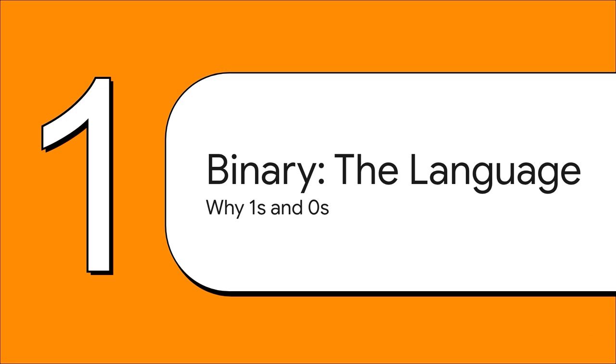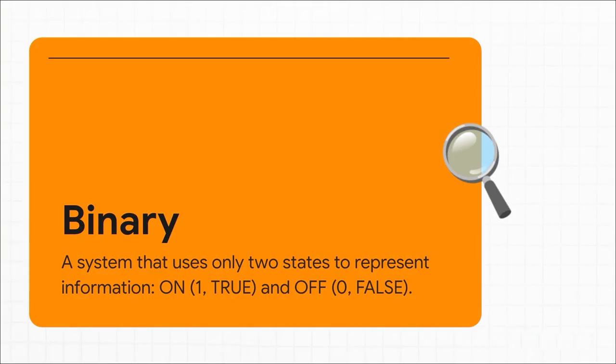We have to start at the very, very beginning, with the only language a computer actually understands. It's called binary. And yeah, it really does all come down to ones and zeros. So what is binary, really? Well, deep down, a computer is just a collection of switches. And a switch can only be in one of two states, right? It's either on or it's off. That's it. There's no in between. So we just give those two states a name. We call on 1 or true, and we call off 0 or false.